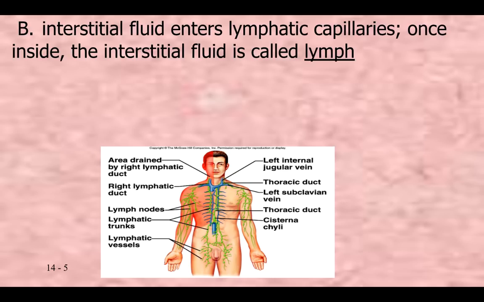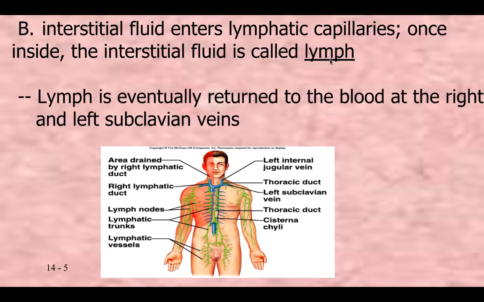The interstitial fluid, after it enters the capillaries, is going to be called lymph. It's no longer called interstitial fluid. Remember, interstitial literally means the fluid between cells. We're no longer between cells. We're in lymphatic vessels or capillaries, and so we call it lymph. Lymph is eventually going to be returned to the blood in the right and left subclavian veins. So up here and over here, that's where we're going to see our duct.